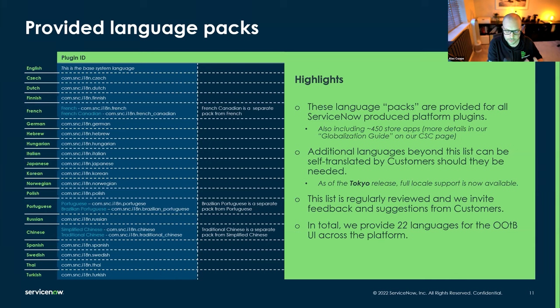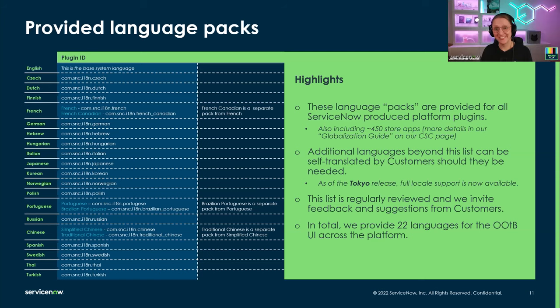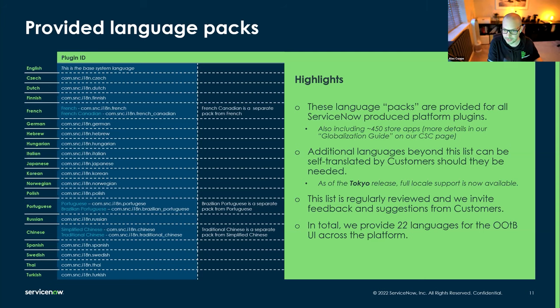So if some of you noticed or remember how long it used to take before Tokyo, it was quite a long time to install a translation pack. That's because they were really big, right? There were millions of words that we were unpacking. And then for Tokyo, we've managed to get it down to about 20 to 30 minutes per language. And in the future, it's going to be even quicker, but I'm not going to go too much into that now.